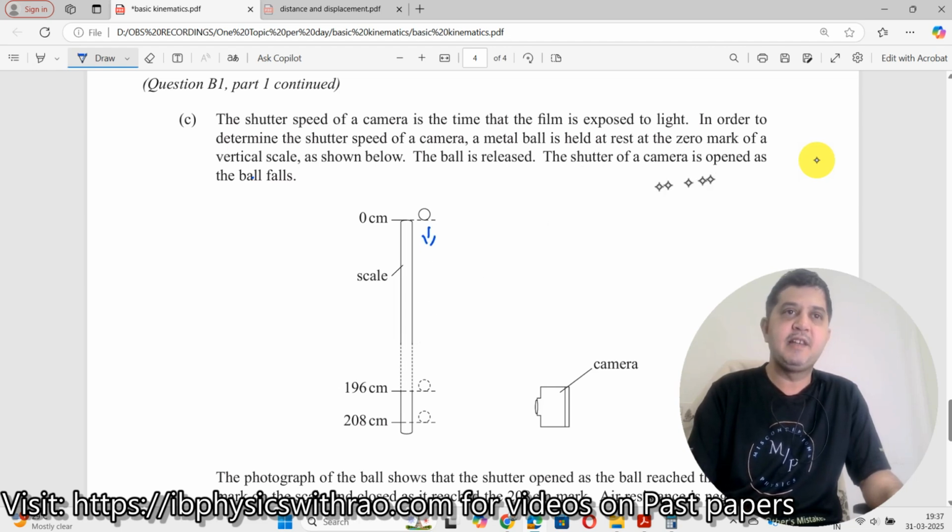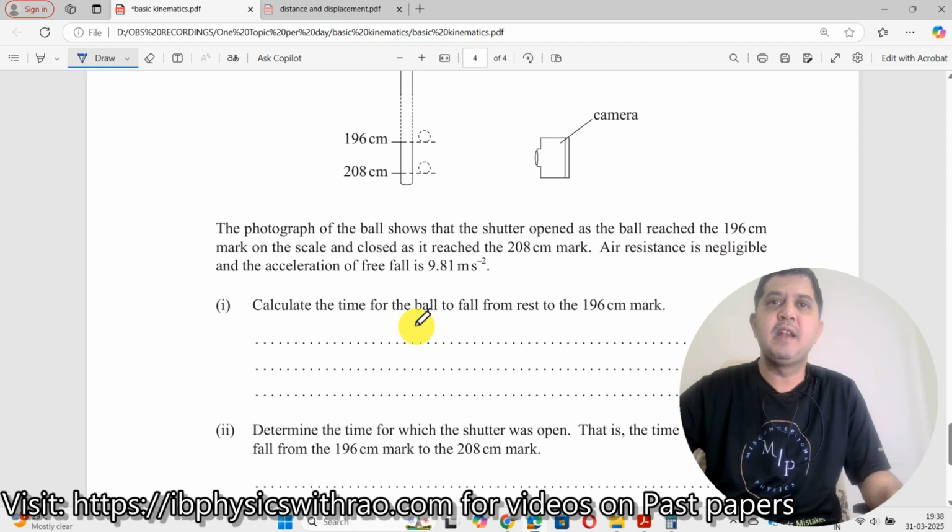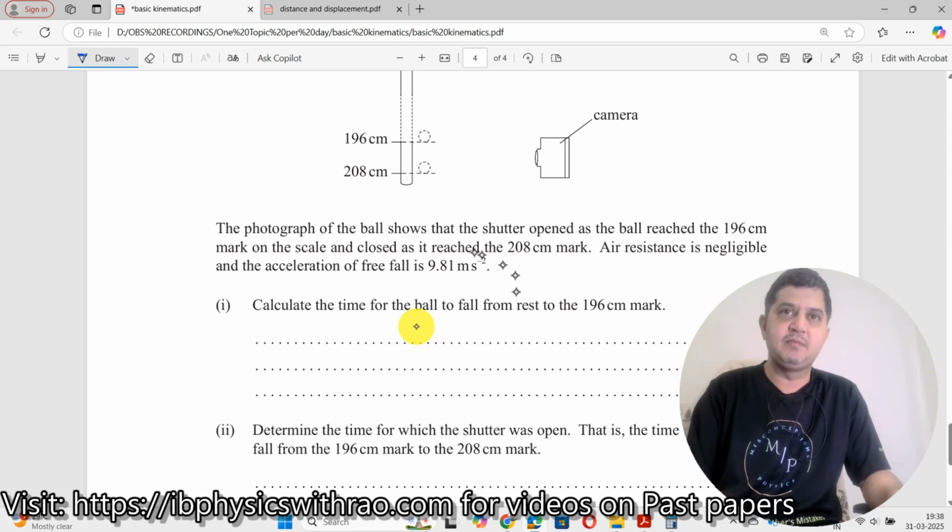The shutter of the camera is opened as the ball falls. The ball starts falling over here, and the moment it reaches somewhere over here, you open the shutter. A photograph of the ball shows that the shutter opened as the ball reached 196 centimeter. The moment you open it, it was able to capture the photo of the ball which was at 196 centimeter. When you close it, it closed at 208 centimeter, where the ball passed. Air resistance is negligible and the acceleration of free fall is given over here.